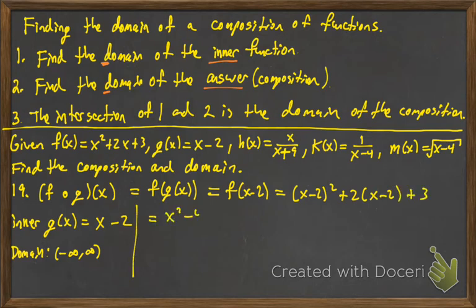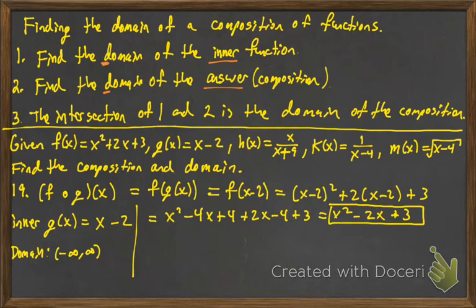So foiling x minus 2 times x minus 2 will give us x squared minus 4x plus 4. Distribute the 2, 2x minus 4 plus 3, and then combine like terms. Okay, and stop there. We're not solving it. Don't set it equal to 0. We've got to resist that temptation there. Okay, so that's the composition formula. It is a polynomial.